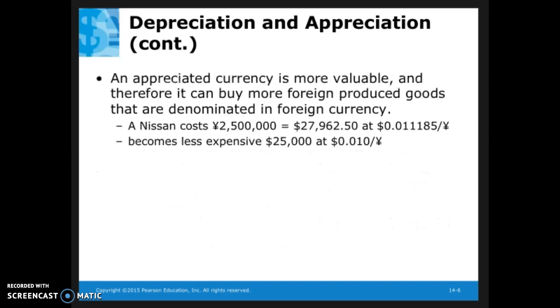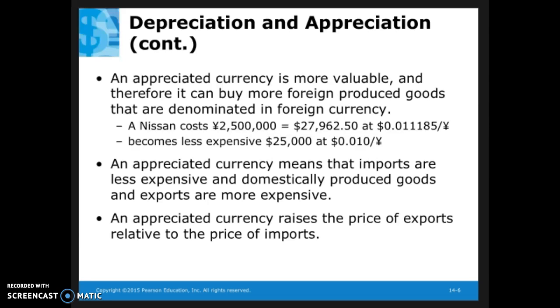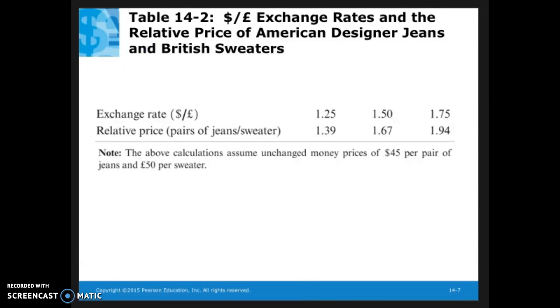So, on the opposite side, an appreciated currency is more valuable. It can buy more foreign produced goods that are denominated in foreign currencies. An appreciated currency means that imports are less expensive, and domestically produced goods and exports are more expensive. This raises the price of exports relative to the price of imports. Here you can say the dollar per pound exchange rate affects the relative price of American jeans and British sweaters.